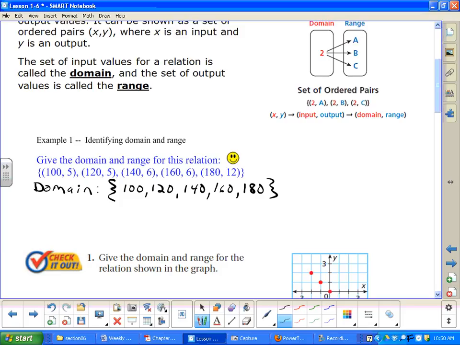And then the range is the y values. And since we're once again listing them in roster notation, we always list them from smallest to largest, regardless of what order they come in. Right? Now, here in the range, we have 5 twice. Do I have to list it twice? No, we don't have to list it twice. We only list it once. We have 2 5s, 2 6s, and a 12. And that would be our range.